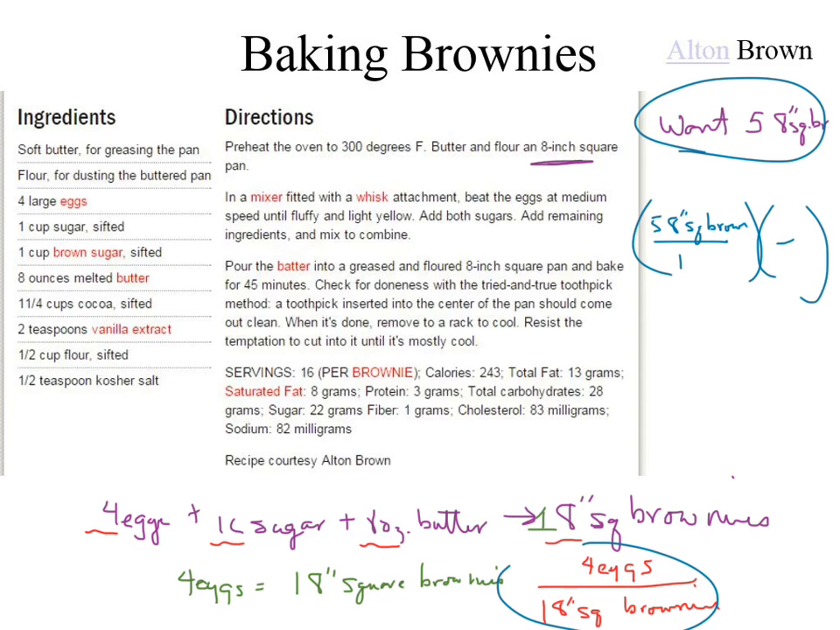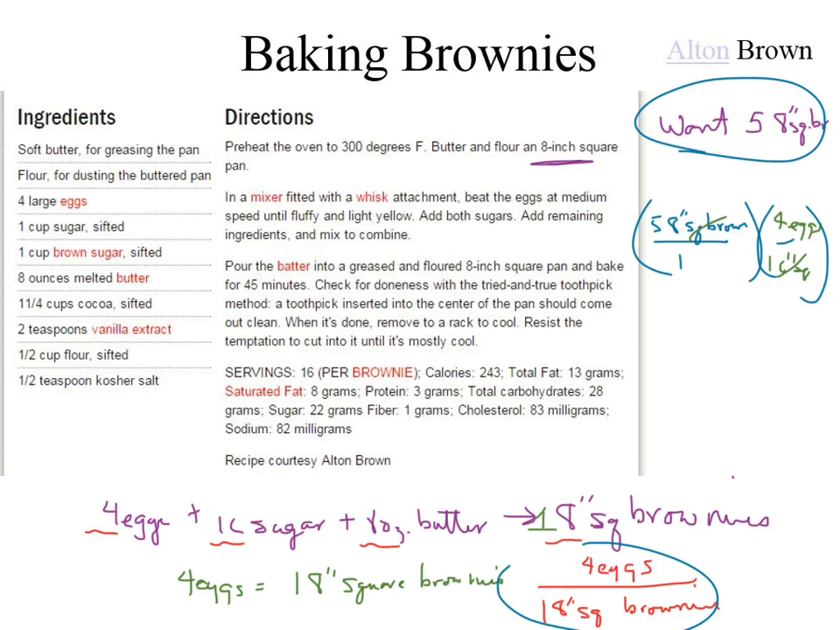and I run out of room. But if I insert it there, do you see where my 8-inch square brownies are going to cancel? Okay, and I'll be left with what, eggs? So if I take 5 times 4, I'm just going to go ahead and put the 4 eggs per every 1 8-inch square brownie.